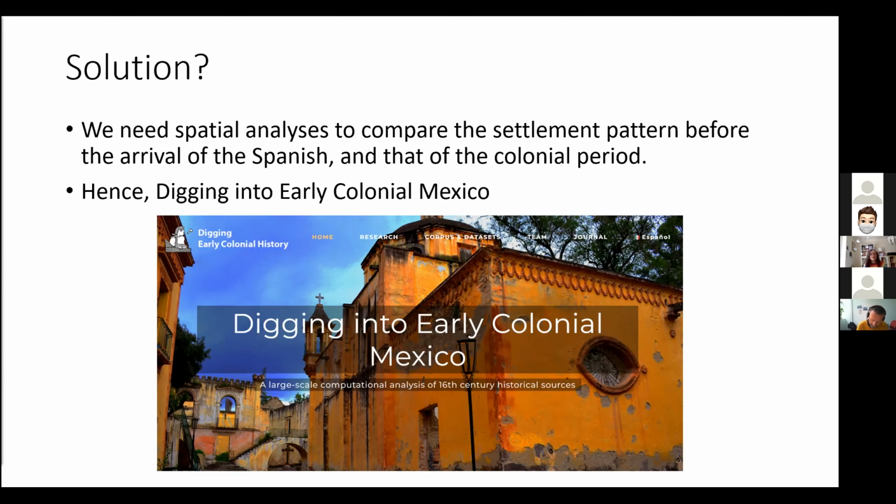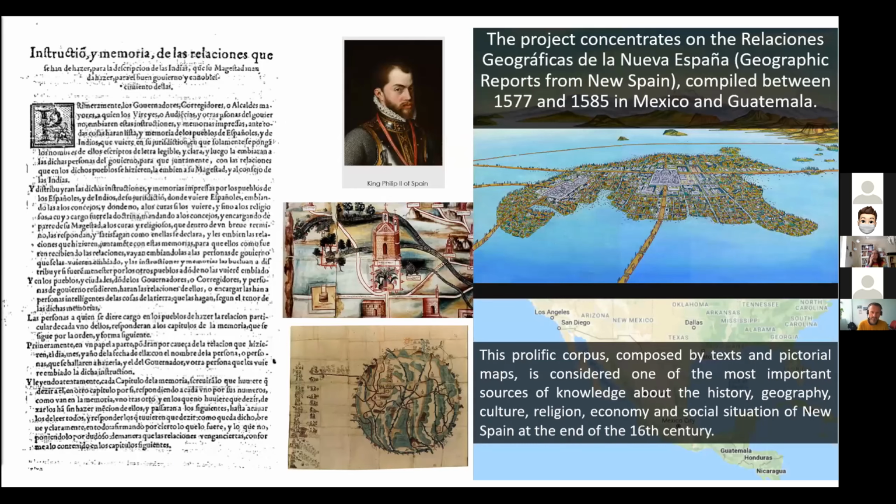The Digging into Early Colonial Mexico project had many different objectives. And in general, we wanted to develop computational approaches to study these things. But in particular, we wanted to address this enormous issue, right? And the way of doing that was through the creation of the first 16th century digital historical gazetteer of New Spain. So the £1 million question was how to tackle this, right?